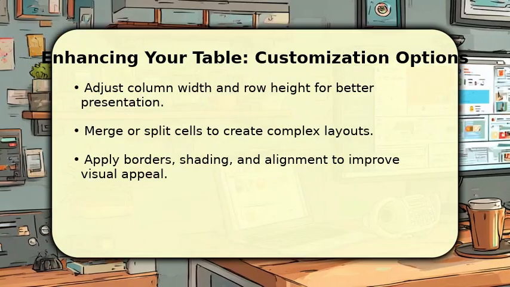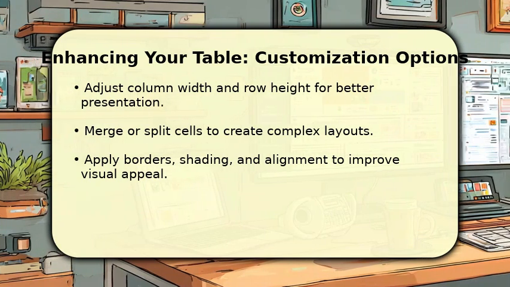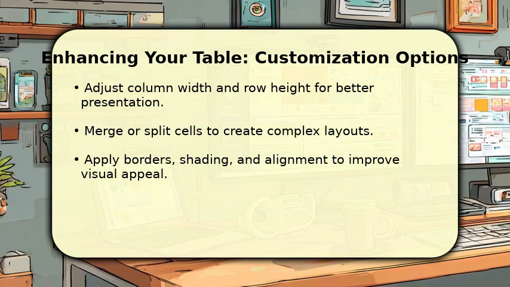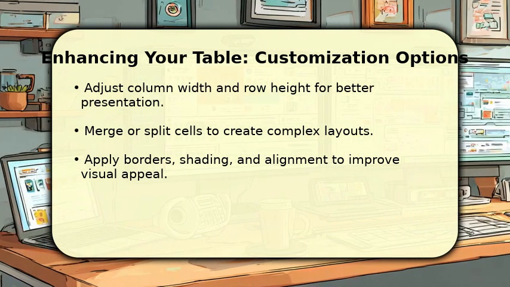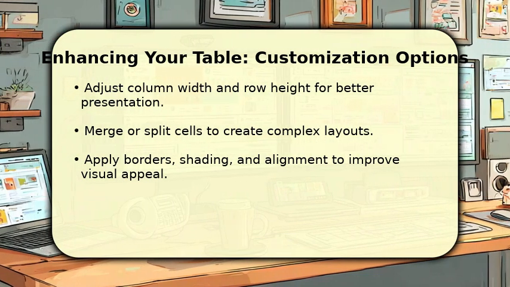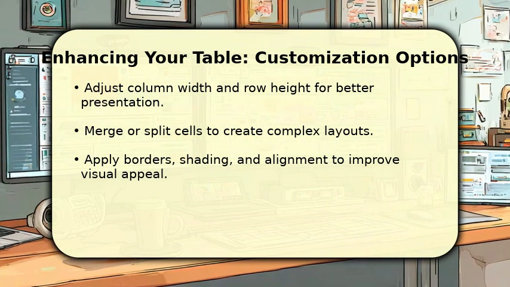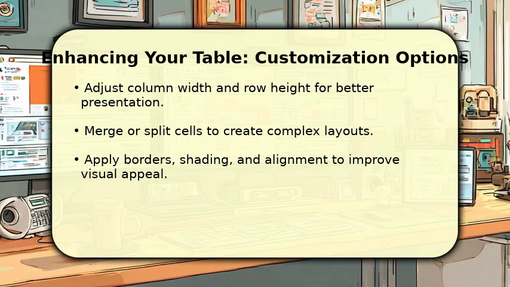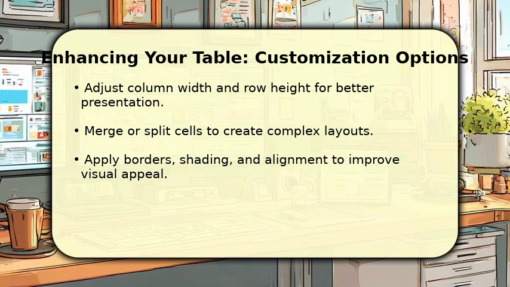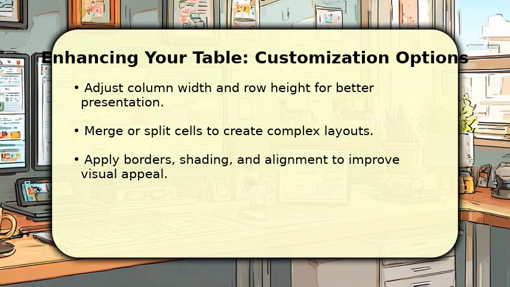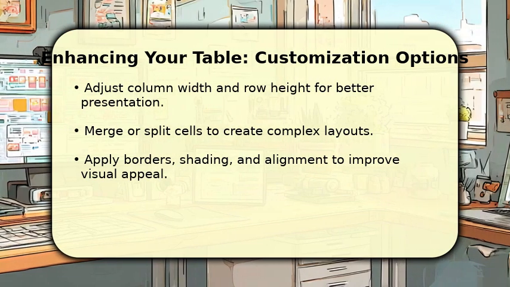Once your table is in place, you'll likely want to customize it to fit your specific needs. Google Docs offers several easy ways to do this. You can adjust column widths and row heights by dragging the borders, ensuring your content fits perfectly. To create more complex layouts, you can merge multiple cells into one or split a single cell into several. Furthermore, you can enhance the visual appeal by changing border styles, adding background shading to cells, and aligning text within them. These options allow you to tailor your table's appearance precisely.